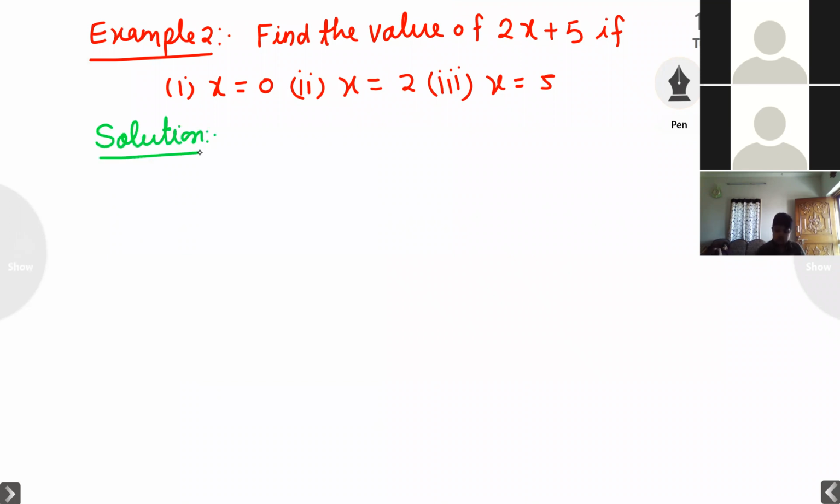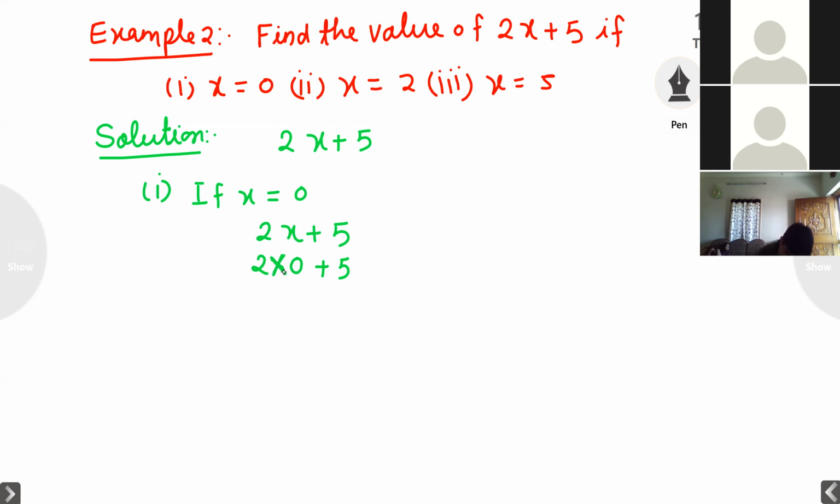The algebraic expression he has given is 2x plus 5. First question, he has given x equals 0. It means in the place of x, I want to substitute 0. 2x means 2 into x. The value of x is 0, plus 5. If I multiply any number with 0, we get the answer 0. 0 plus 5 equals 5.